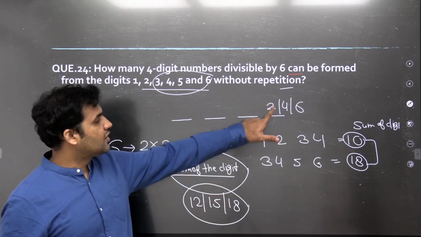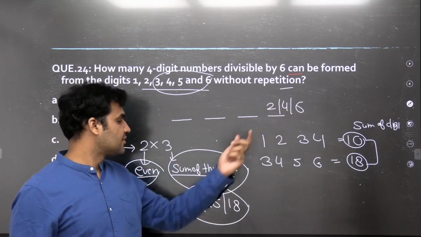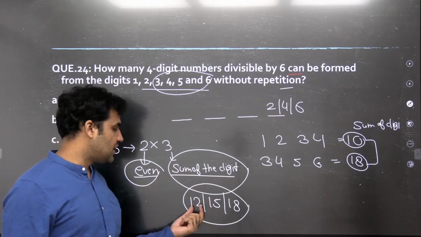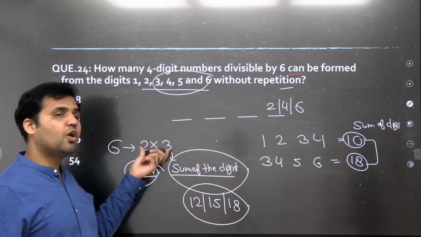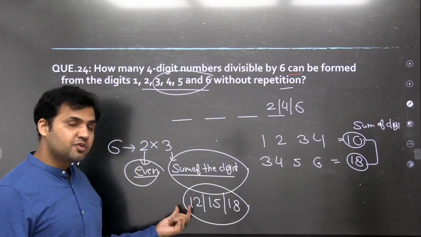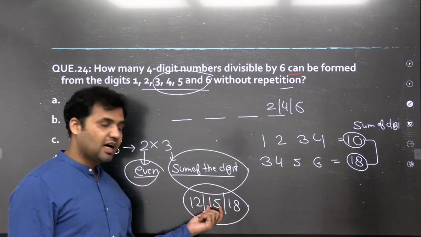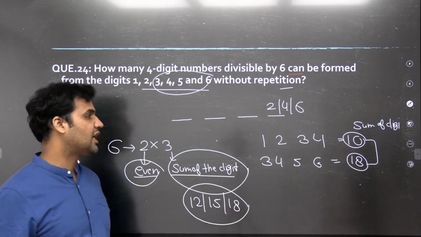We'll have to make sure that the last digit is an even number, so the number is divisible by 2, and the sum of the digits should be either 12, 15 or 18, to make sure the number is divisible by 3, and then it will automatically be divisible by 6. Now we have to see how a sum of 12 is possible, how a sum of 15 is possible, and how a sum of 18 is possible.